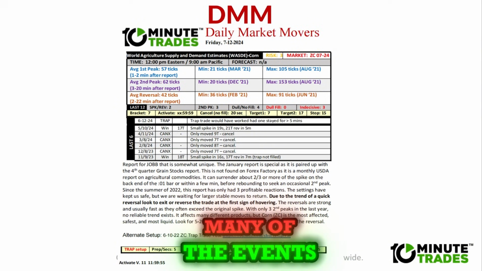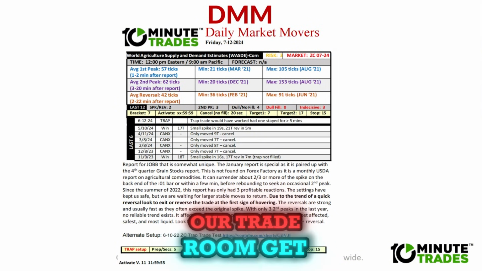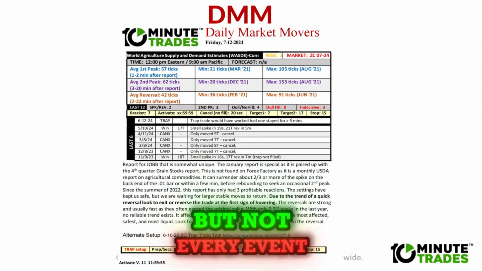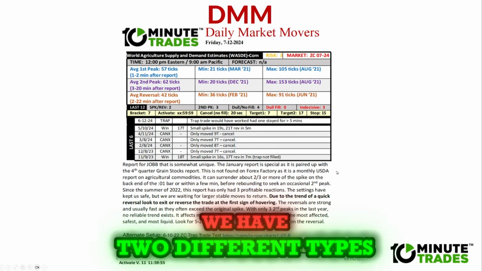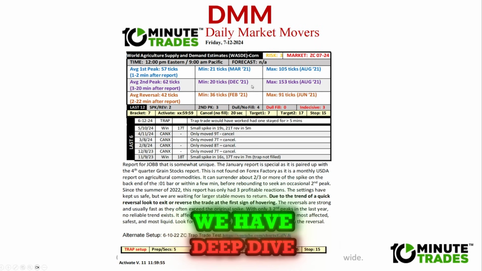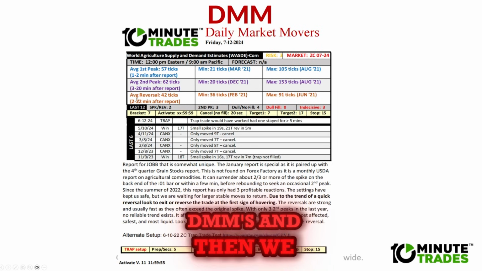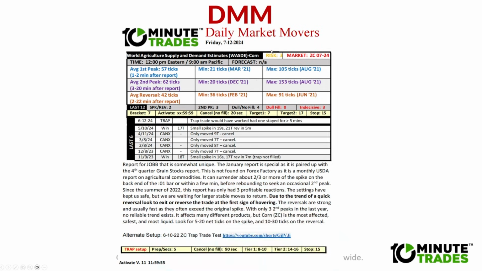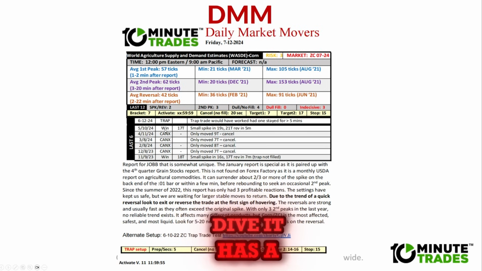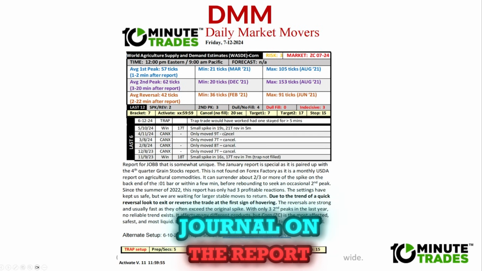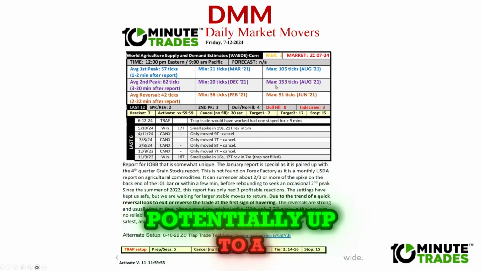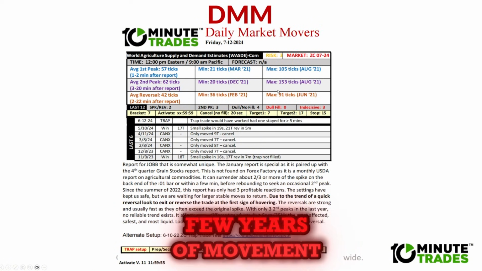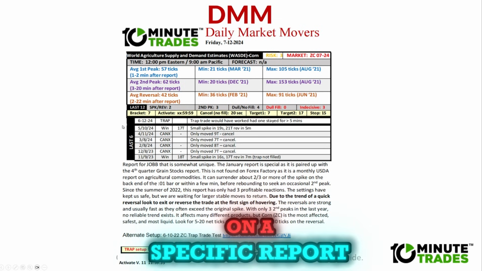Many of the events that we trade in our trade room get a DMM, but not every event. We have two different types of DMMs: deep dive DMMs, and then the mini DMMs. This is a deeper dive. It has a journal on the report. It's got some tick data, potentially up to a few years of movement on a specific report.